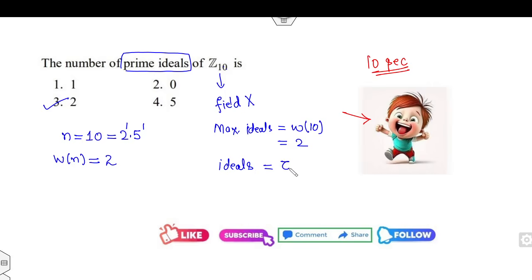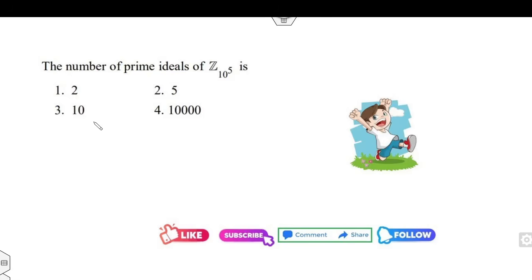How many ideals are there? That will be tau of 10, and 10 I have written in this form, so the powers are 1 and 1. So that will be 1 plus 1 and 1 plus 1, so the answer is 4. In this question, they are only talking about the prime ideals, so 2 is the correct option. Again, they are talking about the prime ideals.